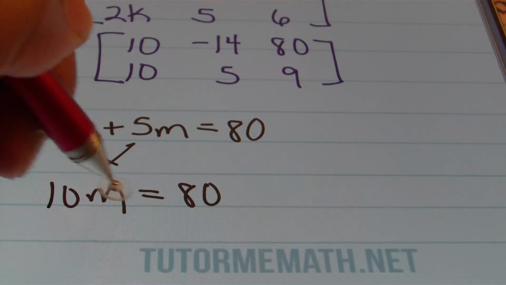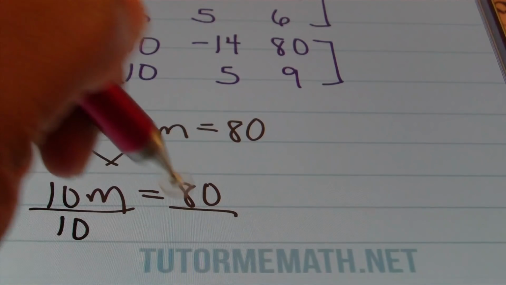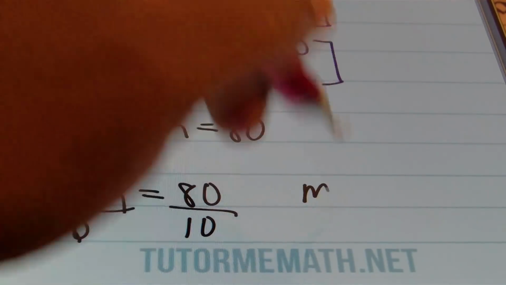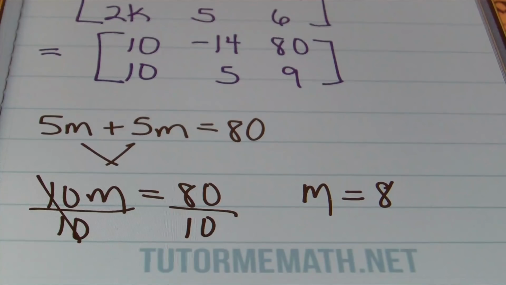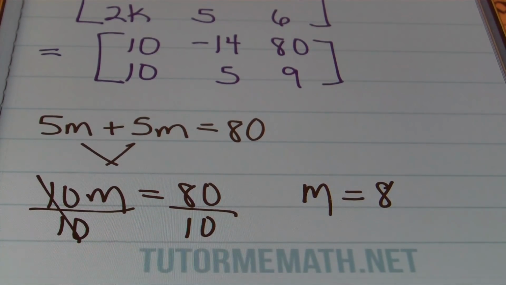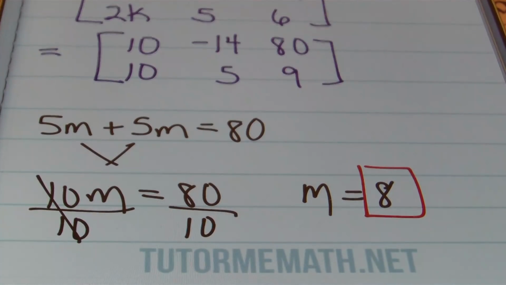And next we'll be using the division principle of equality and dividing both sides by the coefficient of 10. This is going to isolate my variable m. So the 10s cancel out, and m equals 8. There you go. 80 divided by 10. Red box it. There you go, ladies and gentlemen. Oh, we have another variable, don't we? All right, let's solve it.